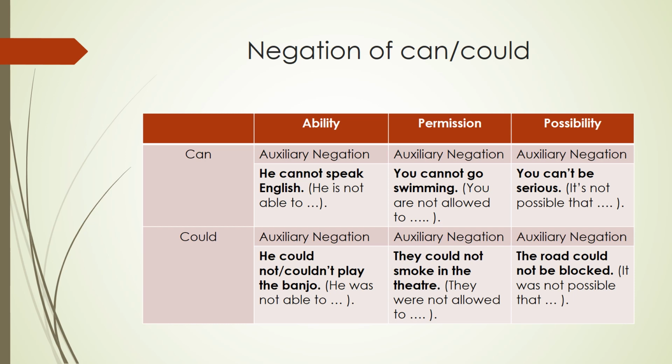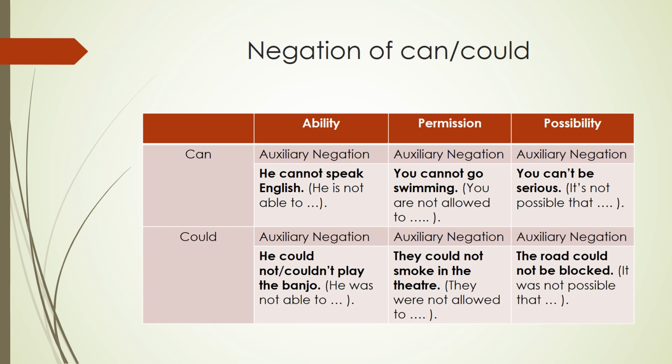They could not smoke in the theater. Okay, I am here using could to give us the meaning of permission, and I want to say that they were not allowed to, not permitted. So here could is used within the scope of negation, and here we have auxiliary negation.